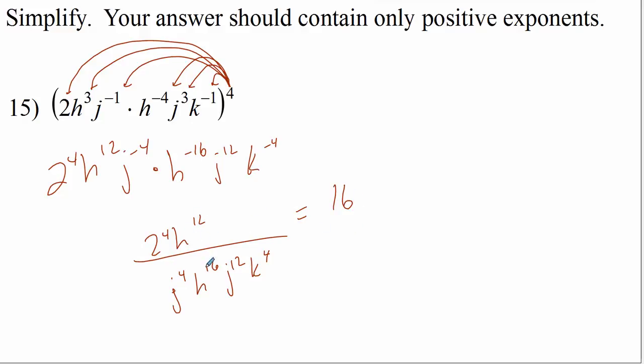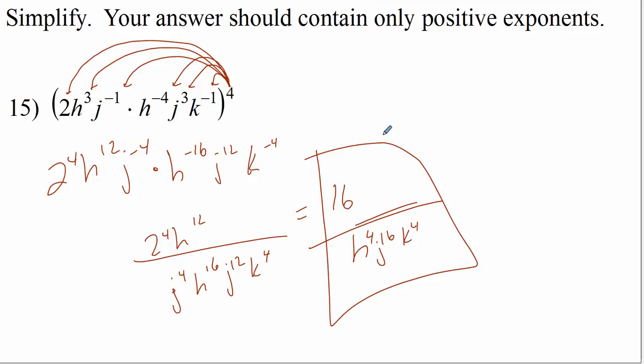I have 12 h's on top, 16 on the bottom, so that means I have 4 left on the bottom, because 16 is bigger. 16 minus 12 is 4, and 16 is bigger, that's why it's on the bottom. How many j's do I have on the bottom? That's 16. And how many k's do I have left on the bottom? 4, because I don't have anything left on top to cancel. So there's your answer there.